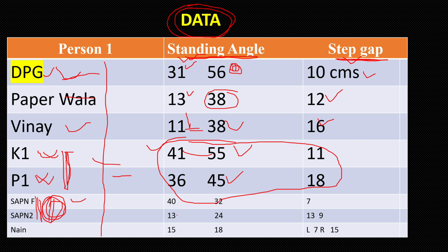The age is equal to 32 and 24. So there is a difference, and in this case the standing angle is 40 or 13, and the step gap goes 7 or 13 or 9. Or this is another person, Nena, this is 15 or 18.